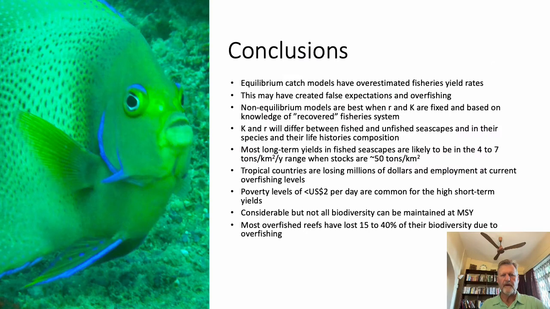My time is up, so I'll leave you with the conclusions. Many of them already mentioned, but I would like to mention that in many cases where you're getting high yields, there's very high poverty levels. People are generally earning less than $2 a day. And that in many cases can drive people out of the fishery, and the long-term consequences are reduced stocks and the long-term maximum sustained yields. And that has consequences for biodiversity, often losing as much as 40% of the biodiversity under these cases.